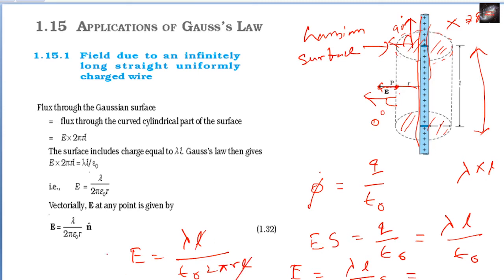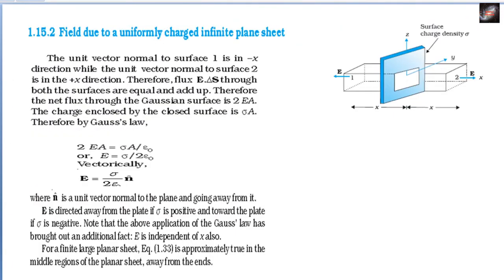The remaining value is this. So this is the electric field at a distance r from the line. The next case is for a uniformly charged plate. Say this is a plate which is charged uniformly. We have to determine the electric field at a distance r from that plate.